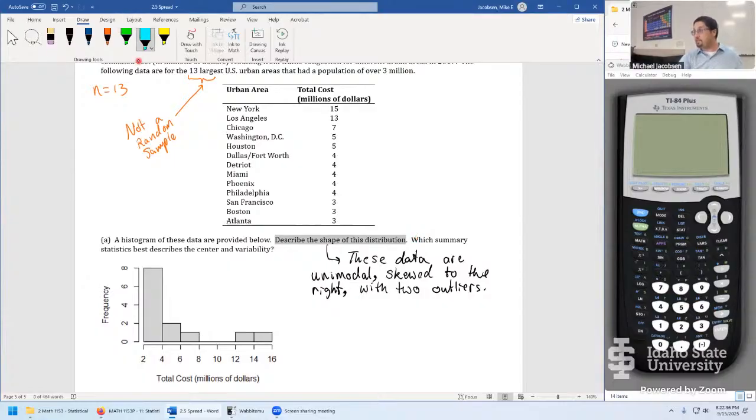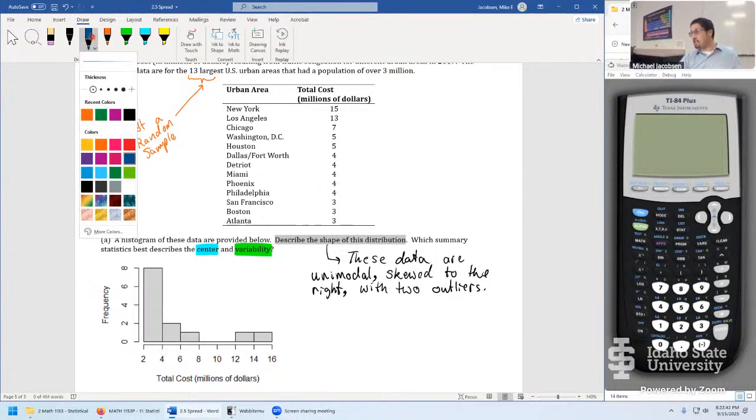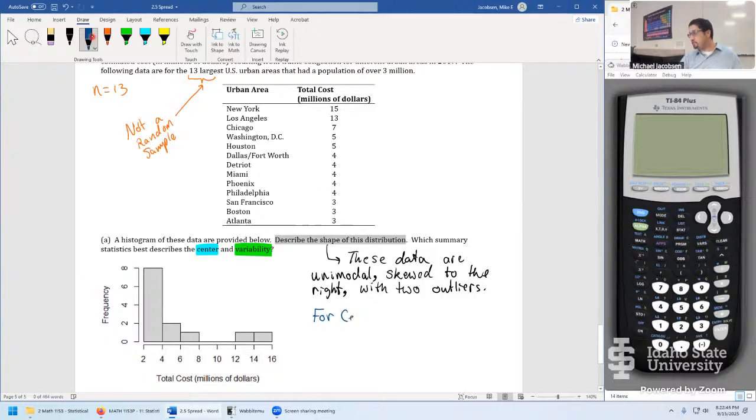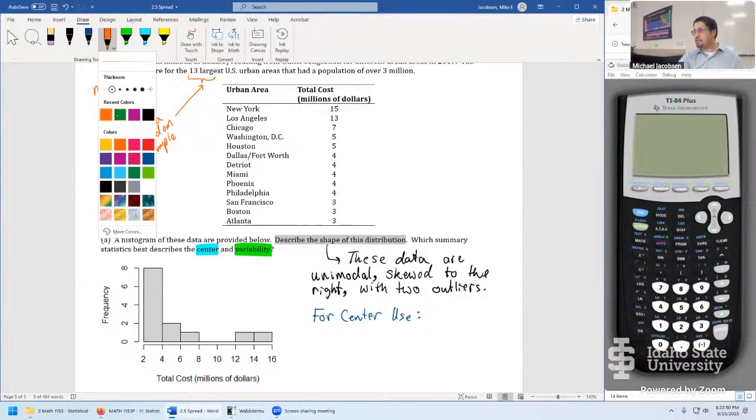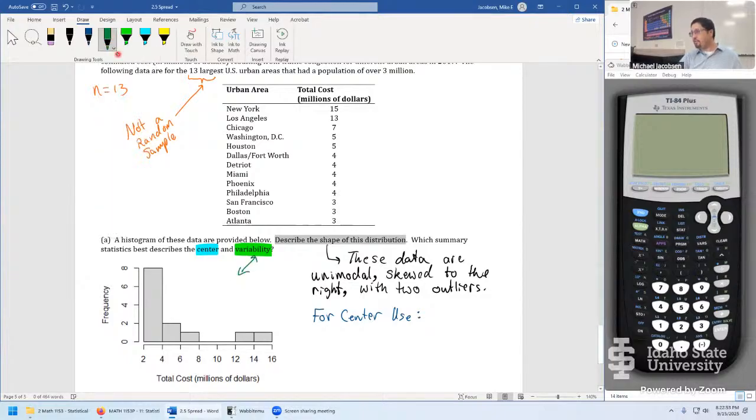But now we want to describe center and variability for these data. So let's say here, for center, use, for variability, or if you prefer, you could just call it spread. It's kind of nice to say it that way. It's really short. For spread, use some other one. This one, if it comes in as an exam 1 question and even a final exam question, it's honestly really kind of confusing what's being asked here.